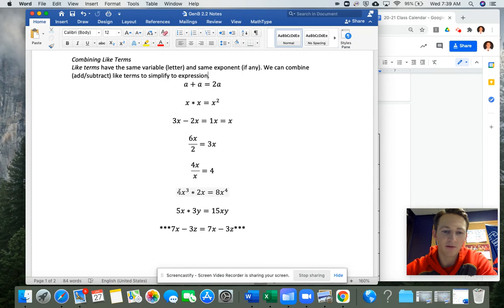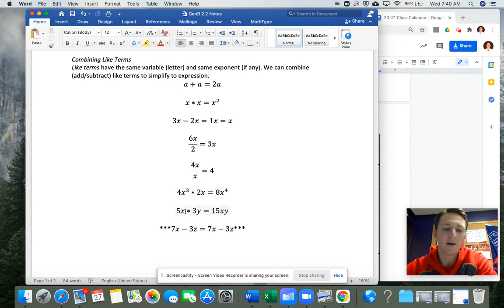Here with multiplication, we have 4x cubed times 2x. 4 times 2 is 8, and there is x cubed times x, which up here we saw that we just count how many x's there are, how many variables, and that's our exponent. Well, here we have 3 x's and 1 x, so all in all we have 4 x's, or x to the 4th.